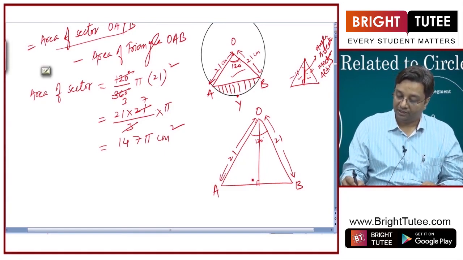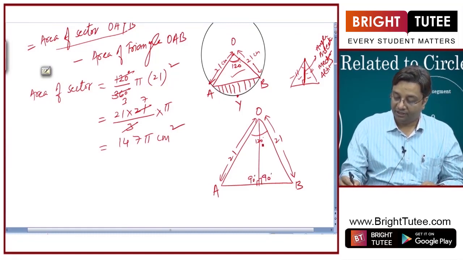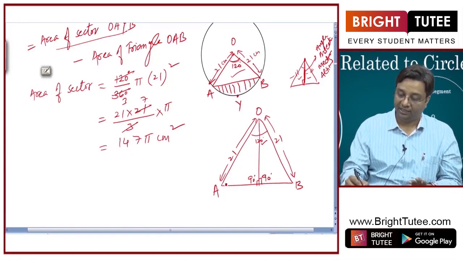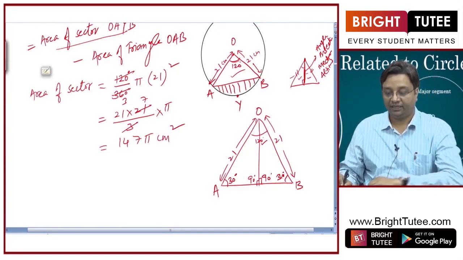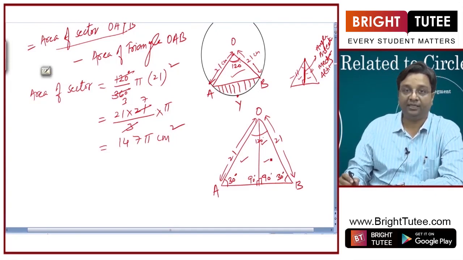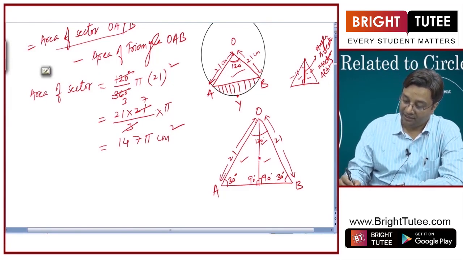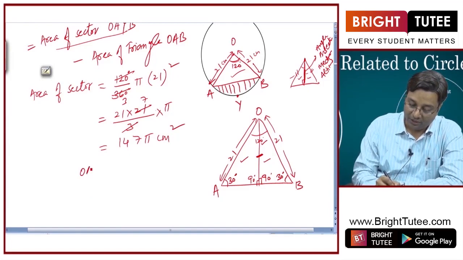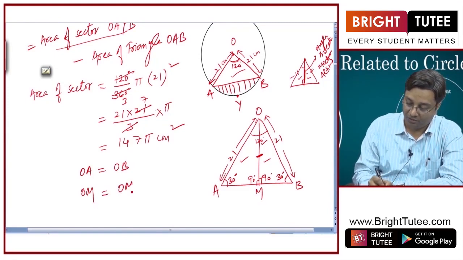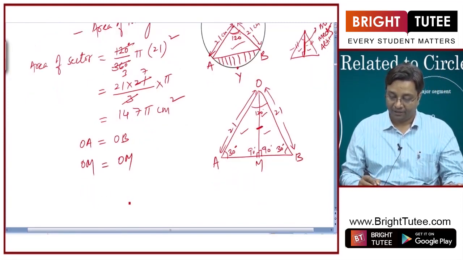So let us say this angle is 90 degrees, this is also 90 degrees. If this is 120 and this is an isosceles triangle, so the rest of the angle is 60 degrees, it will be divided equally here and here, right? So this is a right angle triangle, this is a right angle triangle. This side is common to both the triangles, okay? So side OA is equal to side OB, side OM is equal to OM, okay?